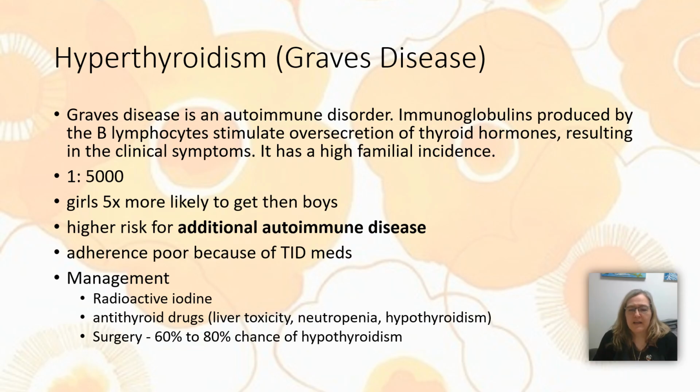And as you think of all these different autoimmune disorders, remember that if they're on the same genetic allele, then they will be more likely to get other autoimmune diseases on the same genetic allele. So there's a high likelihood of them getting another autoimmune disease.